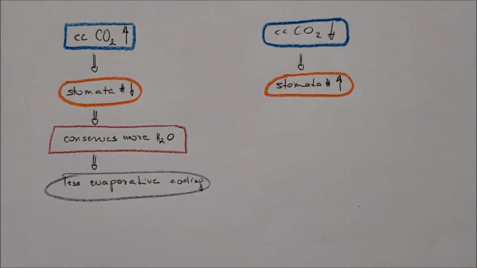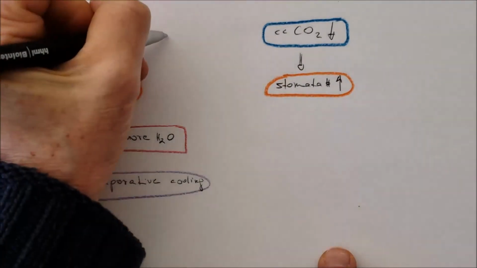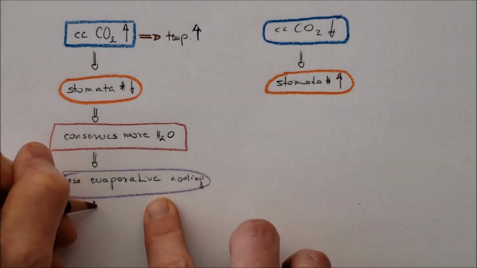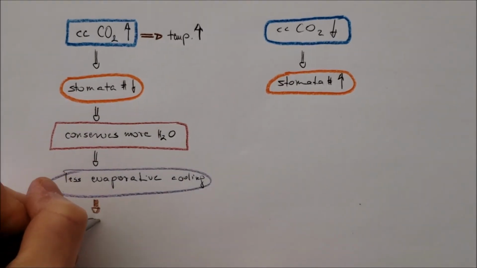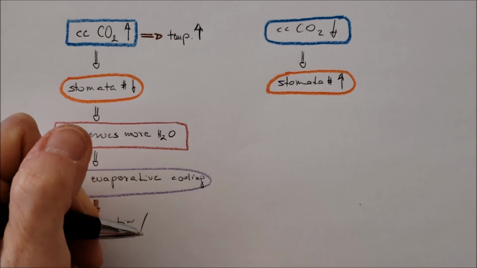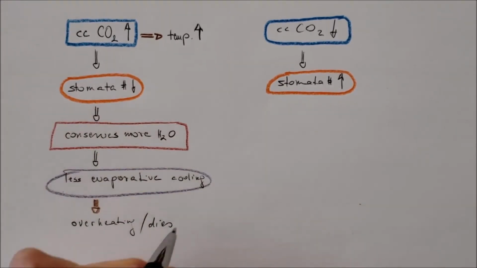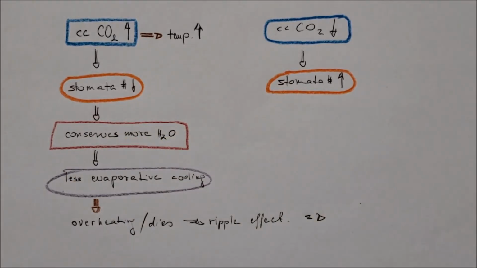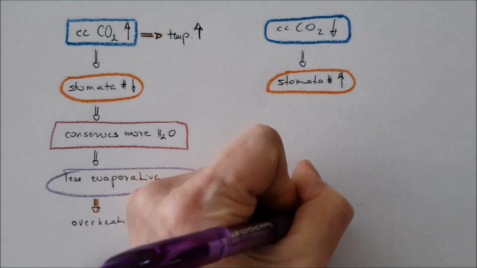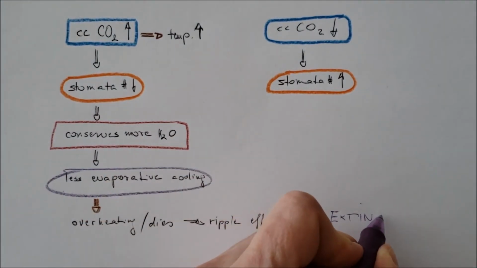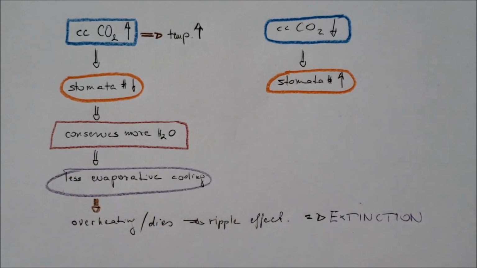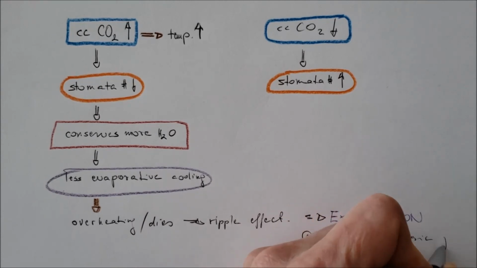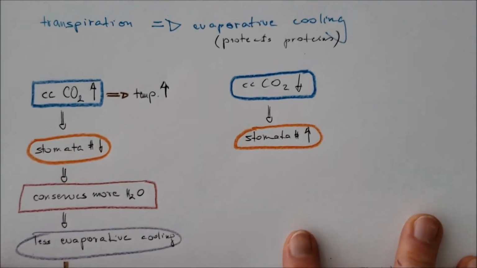Before that, the carbon dioxide acts as a blanket, so the temperature in the atmosphere increases. So overheating will happen, and the enzymes will lose their three-dimensional shape, causing a ripple effect in ecology: the plants will die, the omnivores will die, the carnivores will die, so extinction will happen. This is one of the explanations for what happened at the end of the Triassic period, the Great Extinction.